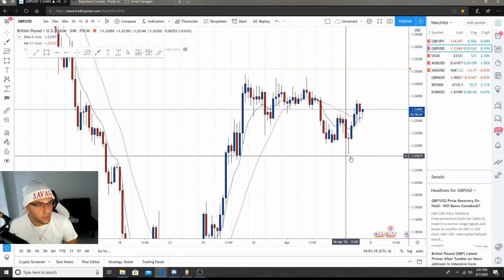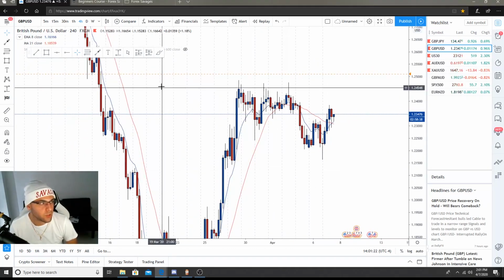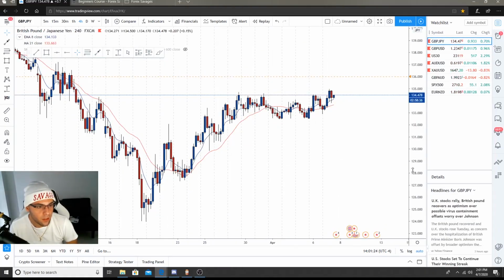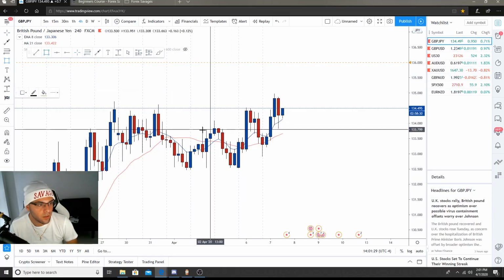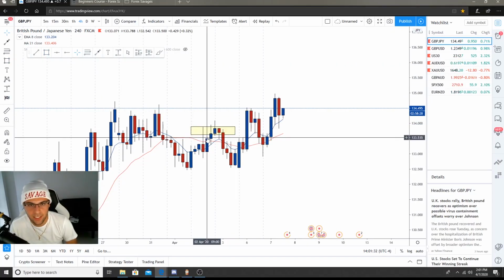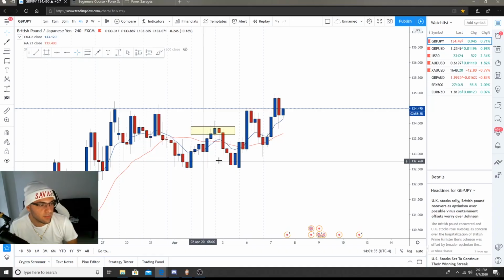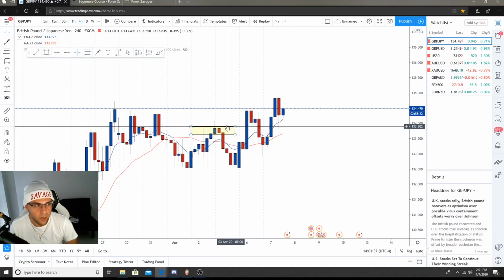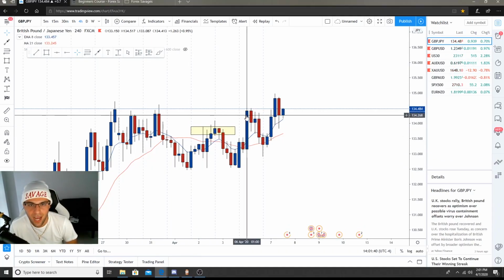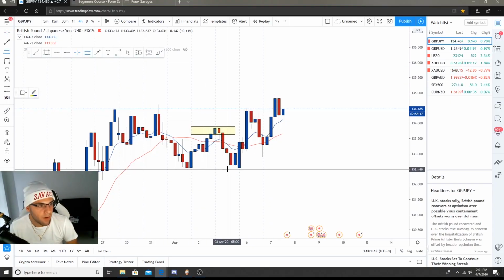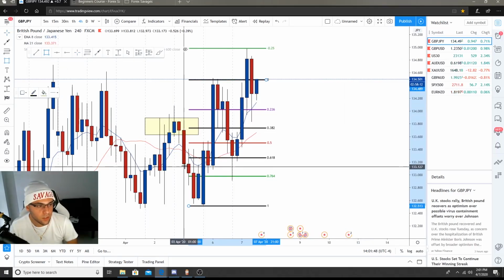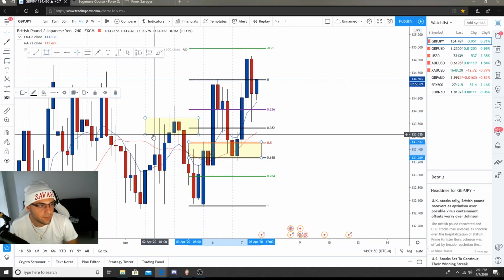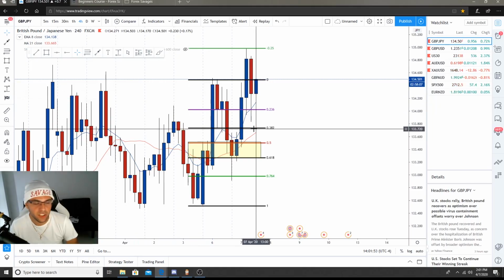So going to the 4-hour, I want to show you guys here on GJ, right here. What do we have here? We have this little area right here, which was our previous highs. And as you guys can see, price never made new lower lows. What it did do was it made new higher highs. So I ran my Fibonacci from here to here, and I highlighted my golden zone right here to right here, because at this moment GJ is very bullish.